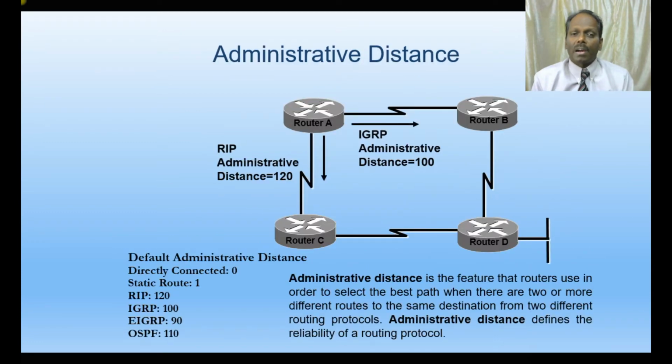One more important element you should know is the administrative distance. Administrative distance is a feature that routers use to select the best path when there are two or more different routes to the same destination from two different routing protocols. If there are multiple routes to the destination, it will select the cheapest or the easiest one, and it also defines the performance.